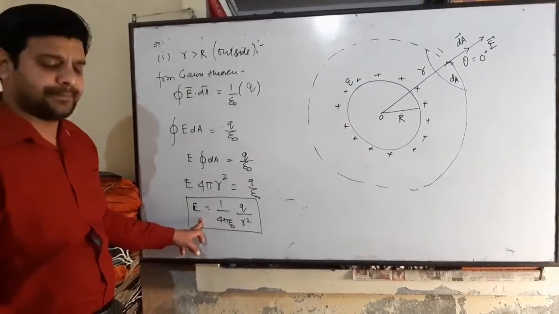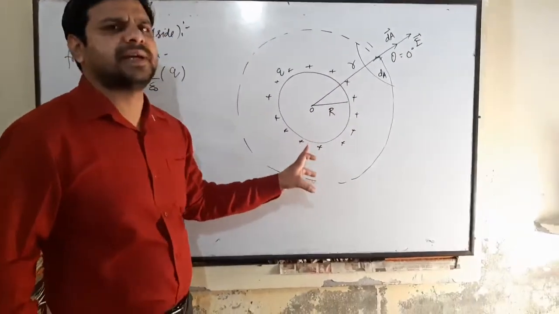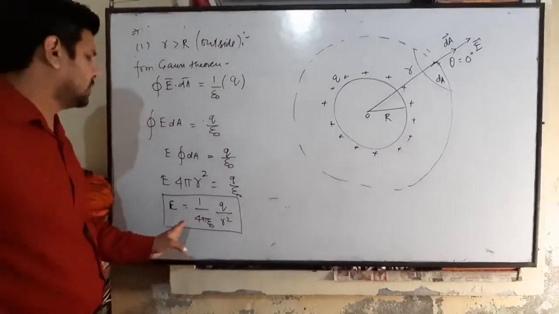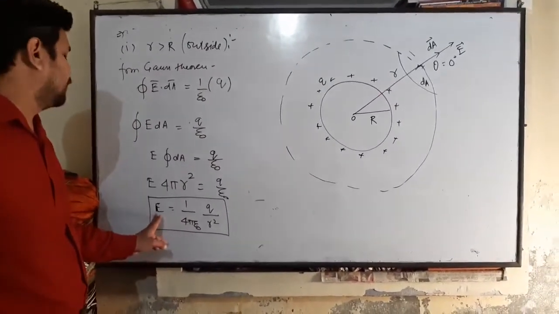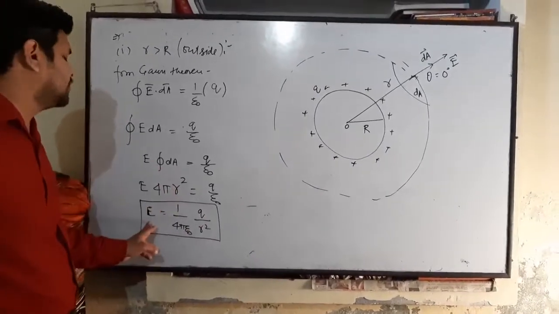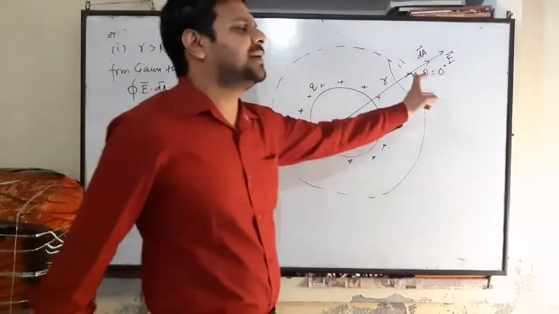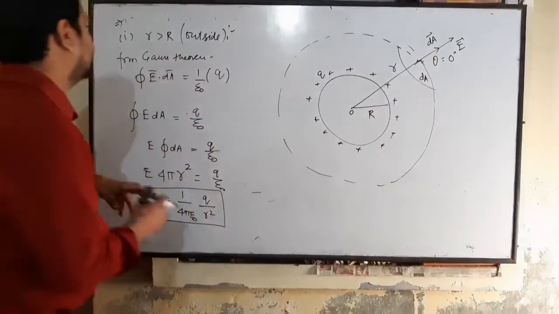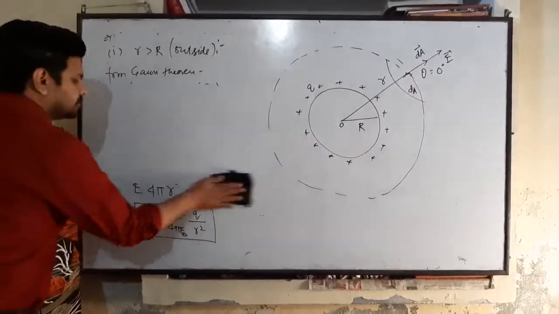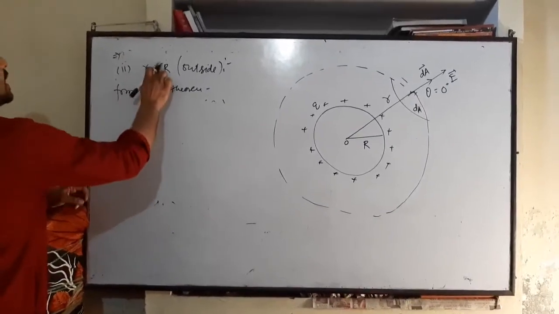Now we can say we can consider this spherical shell as a point charge, because for both the formula for E is the same. So this is the intensity of electric field due to a spherical conducting shell at some outside point. Now second case, we will take r equals R on the surface.